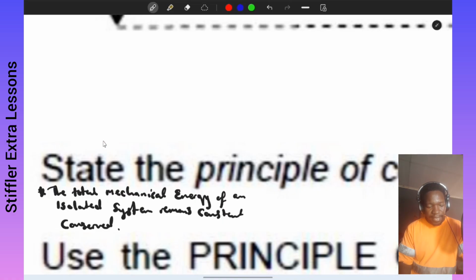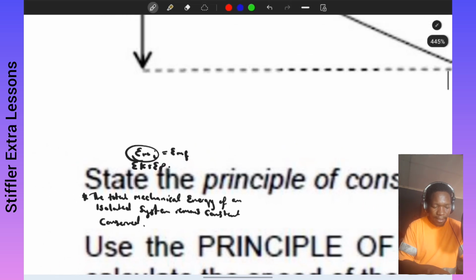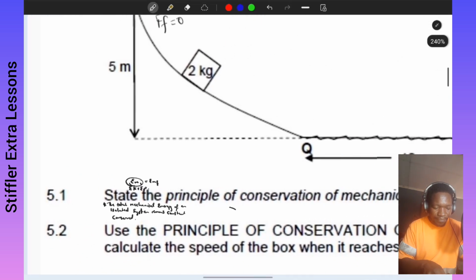So what does that mean? It actually means that EM initial at any point is equal to EM final at any point. So EM, what is that? It is EK plus EP, as simple as that.